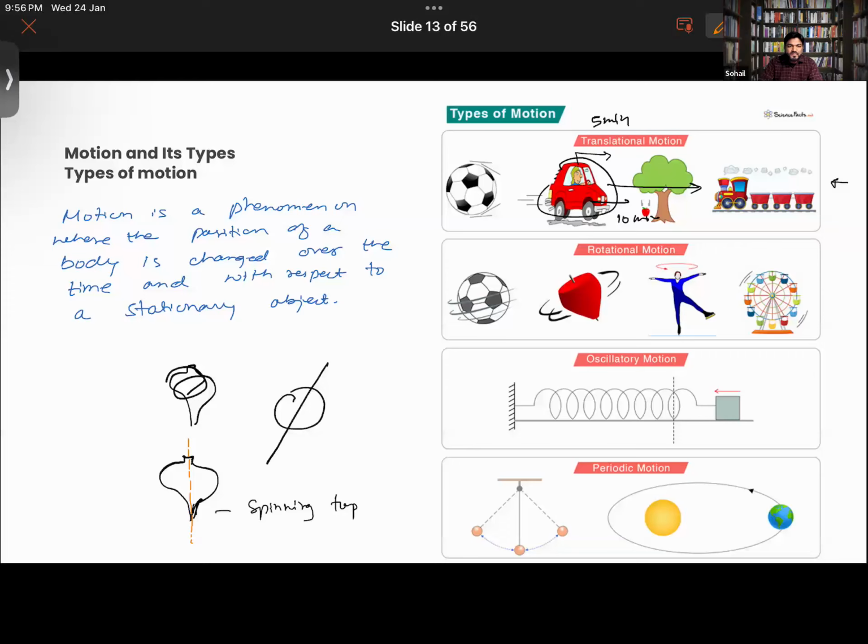While the previous one, as I told you, was translational motion. When the whole body is moving in the same direction in the given time period, that is called translational motion. Okay? Any doubt on this, please do let me know.